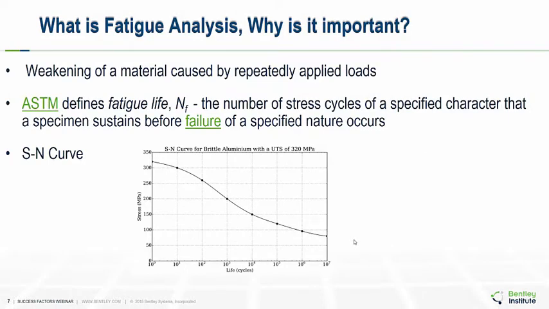Fatigue is defined as weakening of a material caused by repeatedly applied loads. ASTM defines fatigue life NF as the number of stress cycles of a specified character that a specimen sustains before failure of a specified nature occurs. An important method for fatigue analysis is using an SN curve as shown above. It measures and plots the number of cycles to failure due to application of a cyclic load. As we see, if the stress amplitude is decreased, the fatigue life cycle increases on a log scale. Shown is a typical brittle aluminum SN curve.